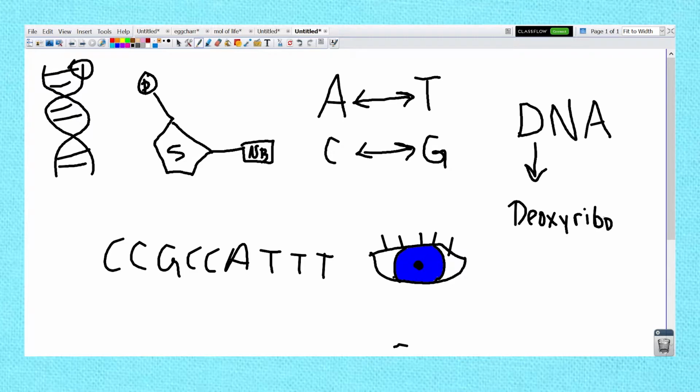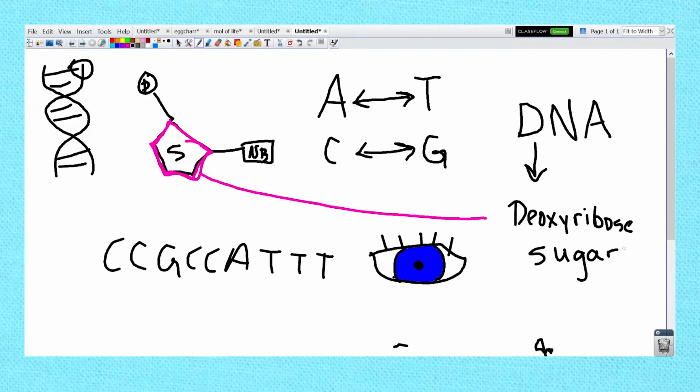DNA, deoxyribo. This is the sugar. This is the only difference really between RNA and DNA from a molecular or chemical standpoint. Here's our sugar over here, deoxyribose. If this was RNA, we'd have a ribose, ribonucleic acid. We won't worry about RNA too much right now, but it's another type of genetic material. And that about sums up the basics of your DNA.